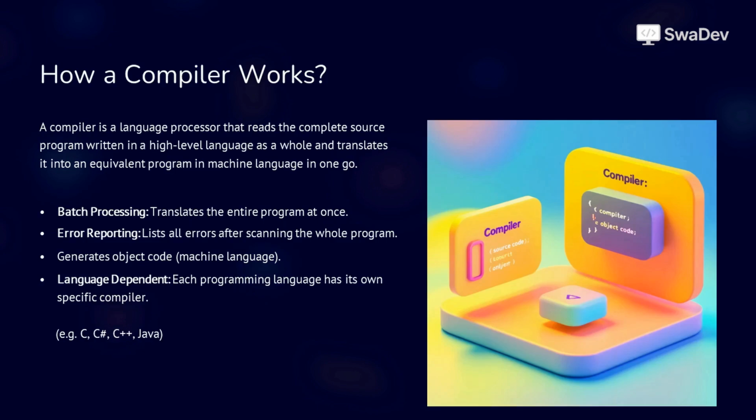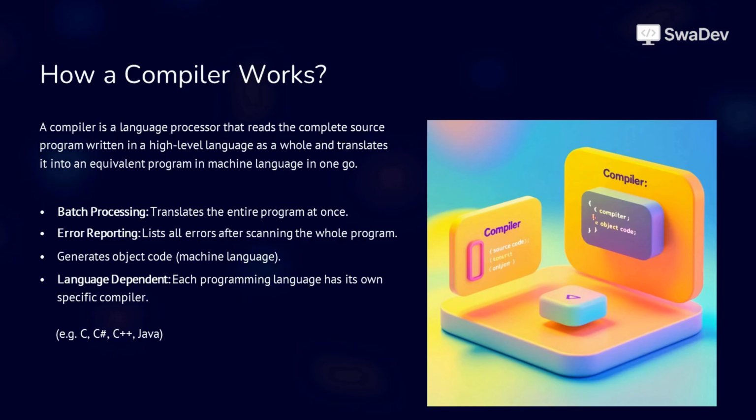So how does a compiler work? A compiler takes your full program, scans it, finds errors, and turns it into machine code, so it's ready to run fast and securely. By definition, a compiler is a language processor that reads the complete source program written in a high-level language as a whole and translates it into an equivalent program in machine language in one go.